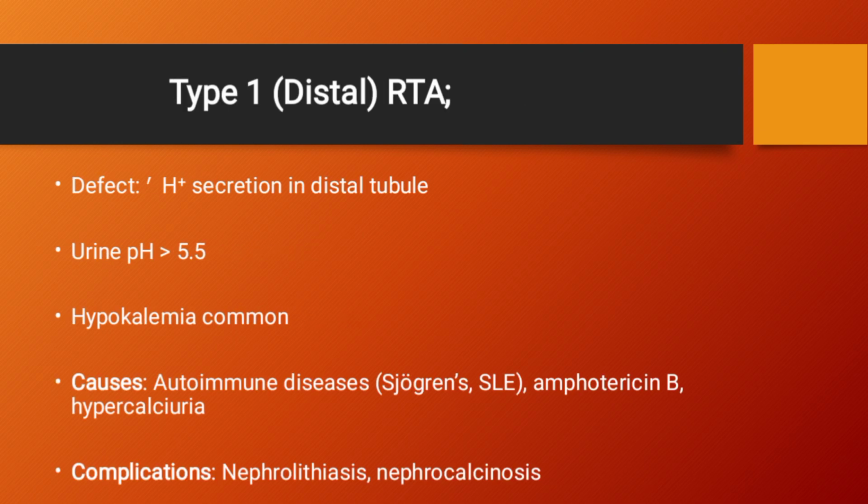First of all, we will discuss type 1 distal renal tubular acidosis. Here in this type, the distal nephron cannot excrete hydrogen ions, so the urine remains alkaline despite systemic acidosis. Hypokalemia is frequent. Common causes include autoimmune conditions like Sjogren's syndrome or systemic lupus erythematosus (SLE), and certain drugs like amphotericin B, which is a systemic antifungal drug. Because of the high urine pH, calcium stones are a common complication of type 1 distal renal tubular acidosis.